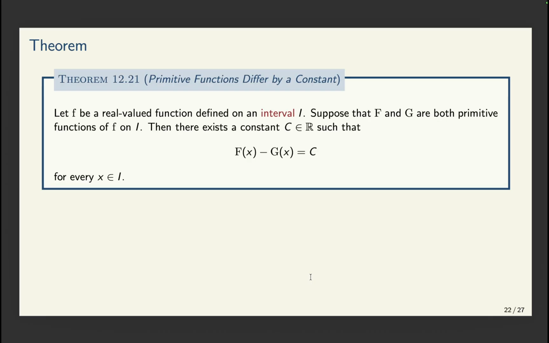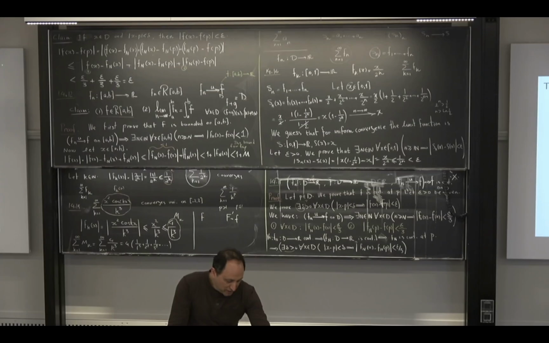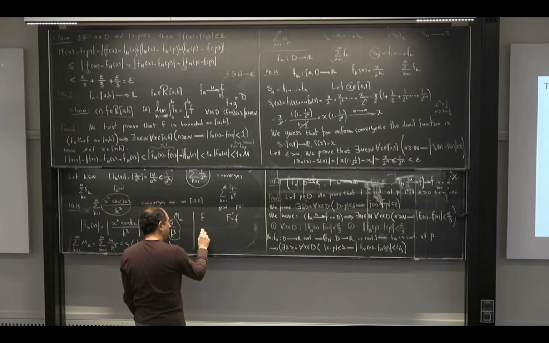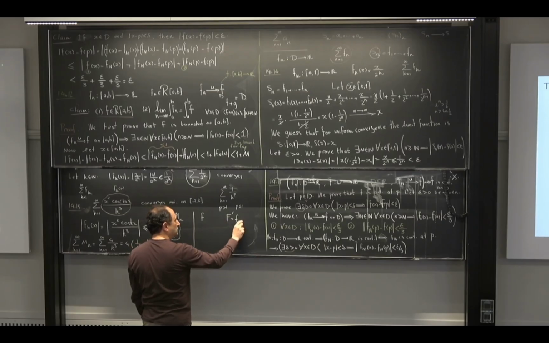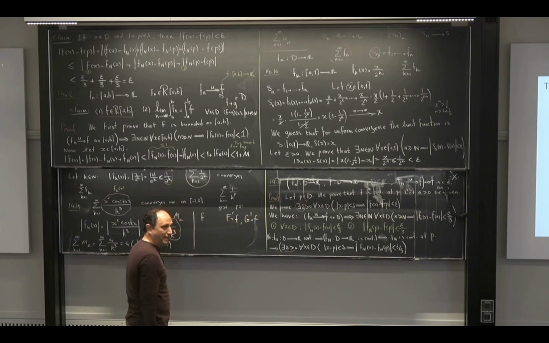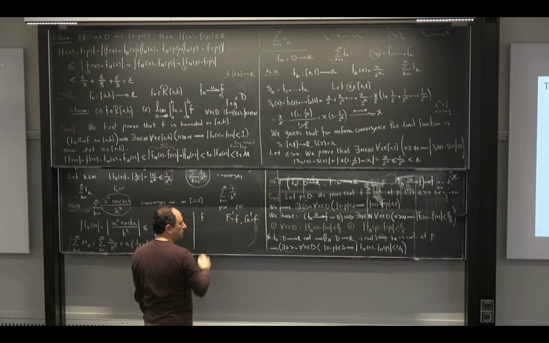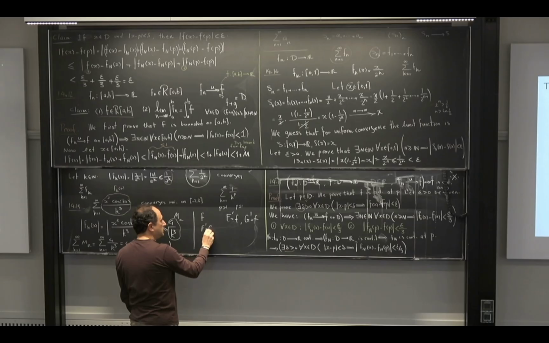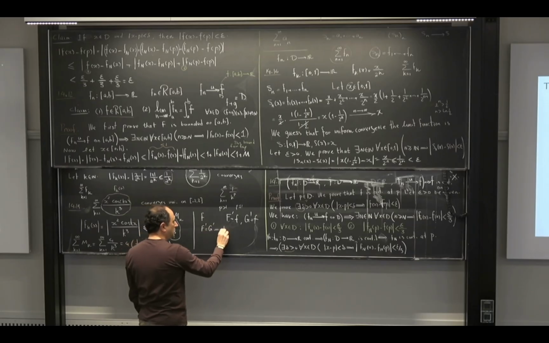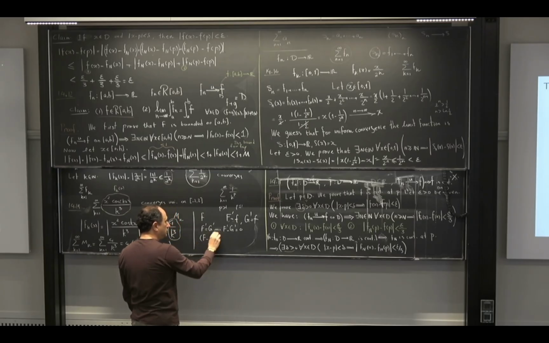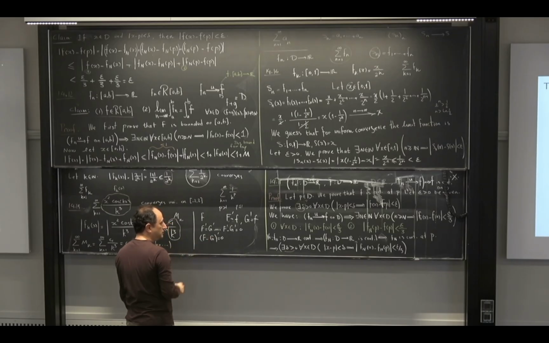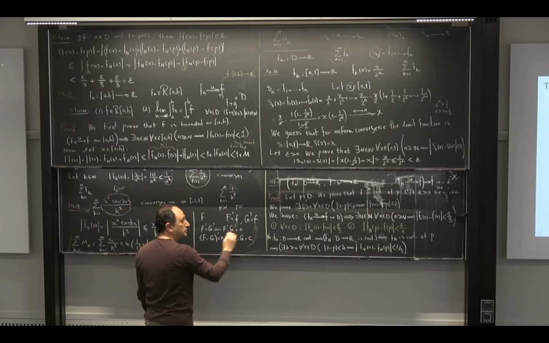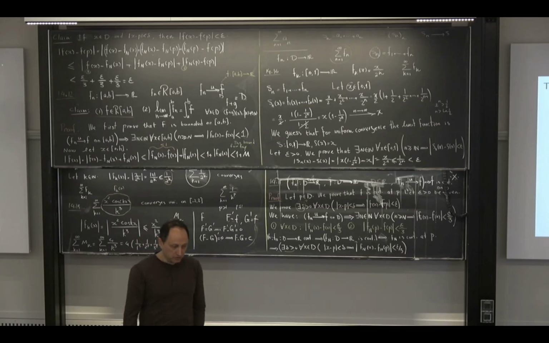So this is the theorem. Why is this true? Let me just make it a little bit clearer. If I have 2 primitive functions for the same function, they differ at most by an additive constant. Why? Because if both of them are primitive functions for the same function, then f prime is equal to g prime. Then f prime minus g prime is equal to 0. So this means (f minus g) prime is 0. But because the derivative of a function is 0, this was what we learned yesterday, f minus g is a constant. So they have to differ by a constant. Okay?